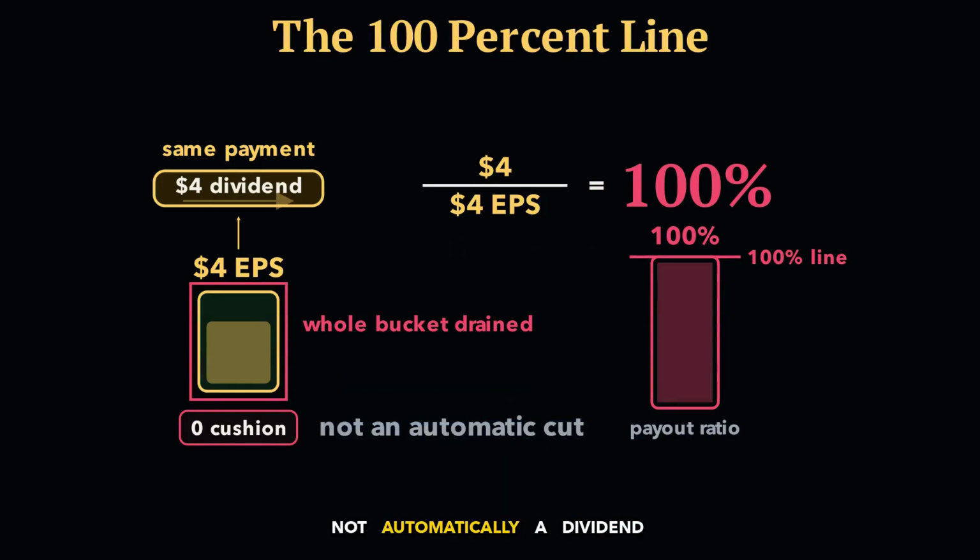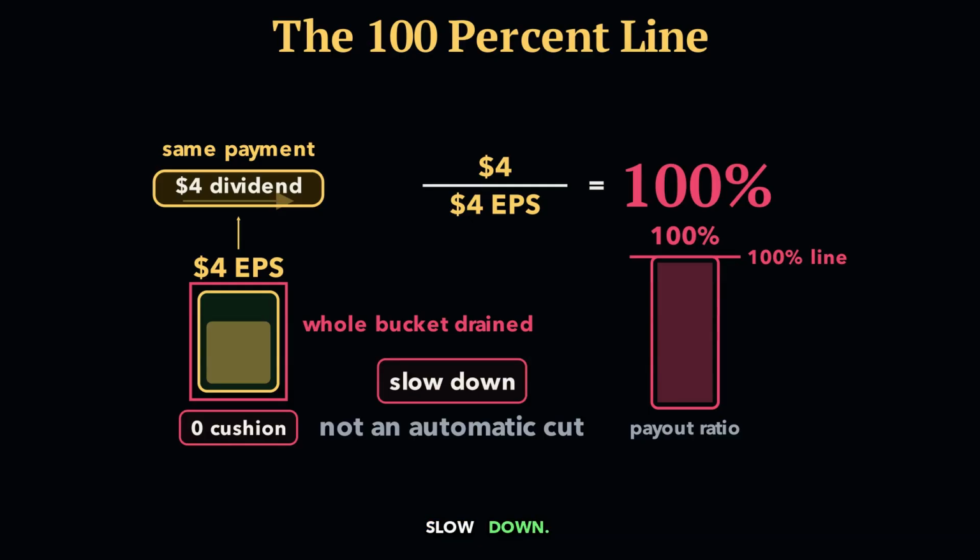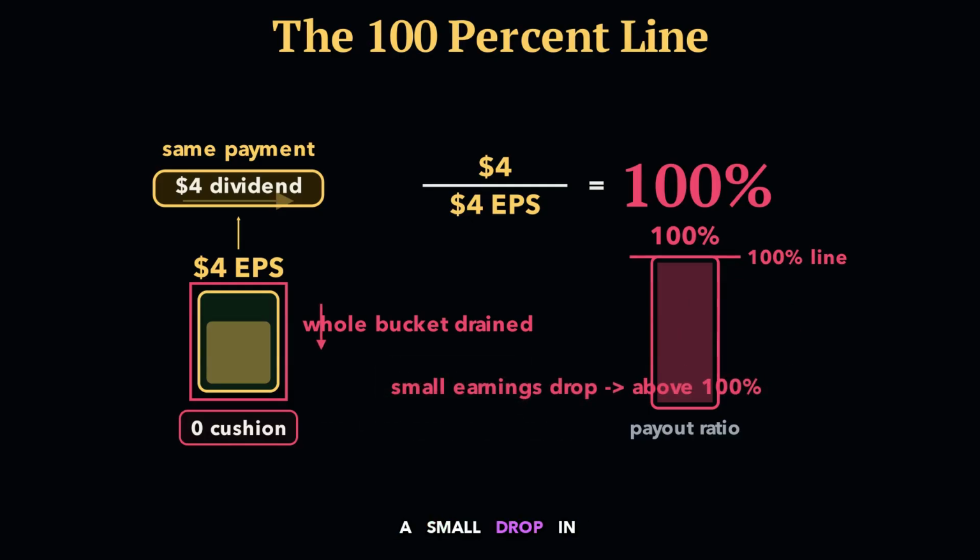100% is not automatically a dividend cut. But it is the line where beginners should slow down. At this point, even a small drop in earnings can push the dividend above what the company currently earns.